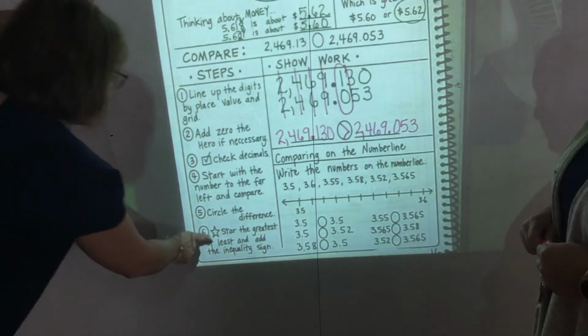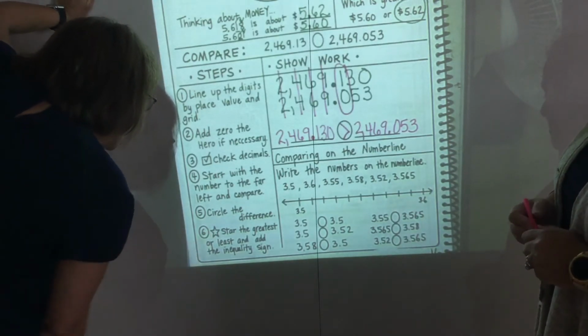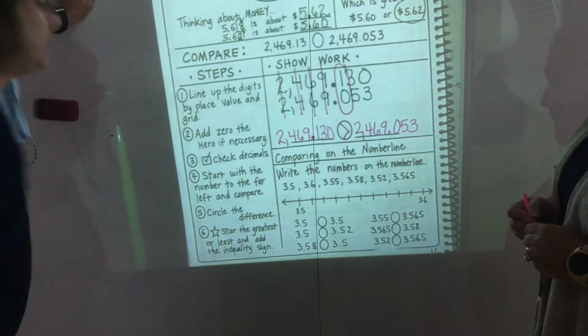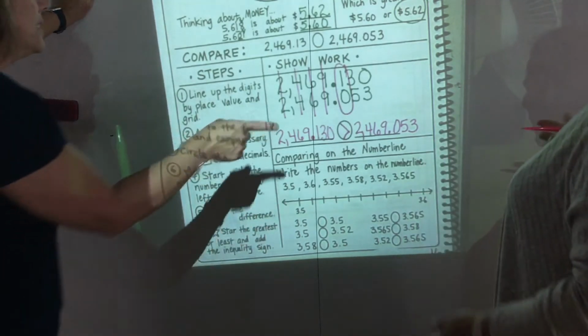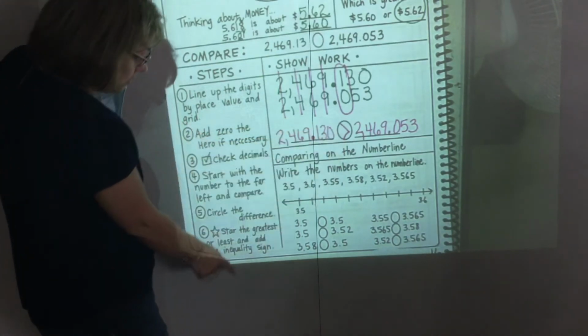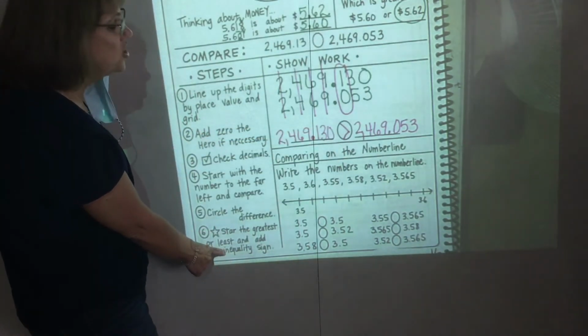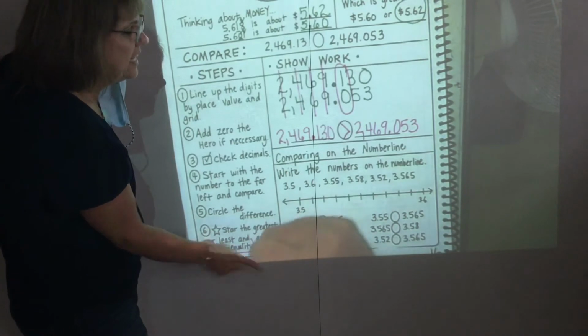Oh. What's this star? Star the greatest or least and add the inequality sign. You know, boys and girls, this one showed up on one of our big tests last year, right there at the very end, and the year before last.